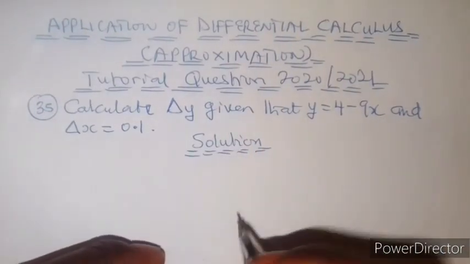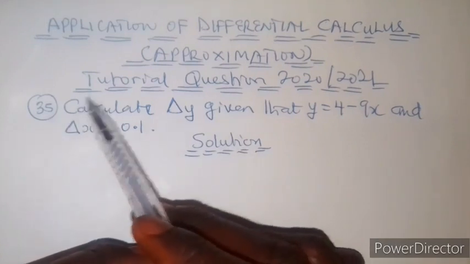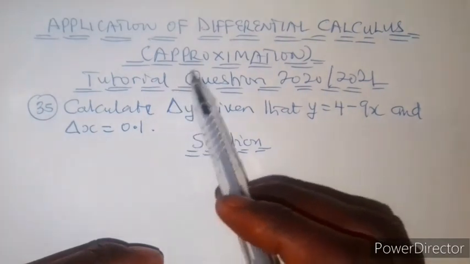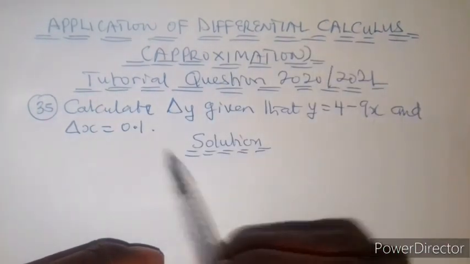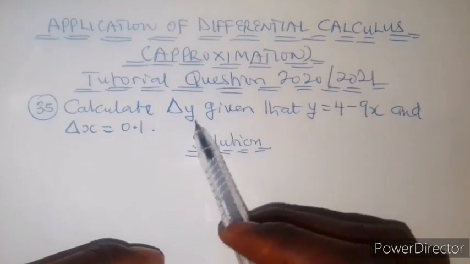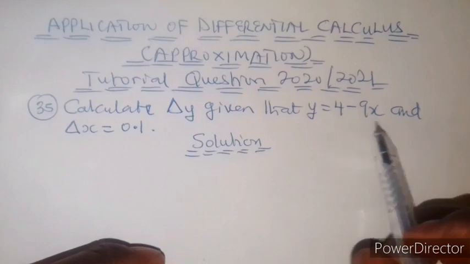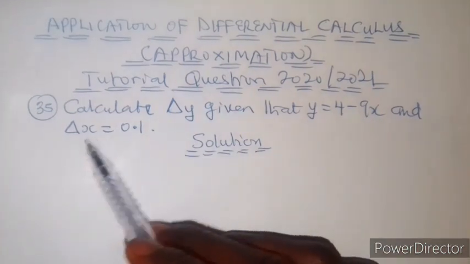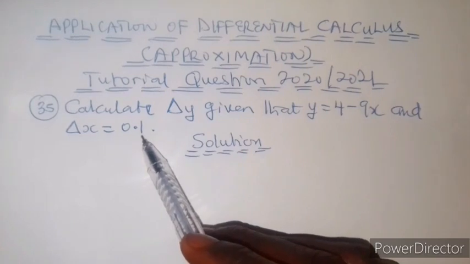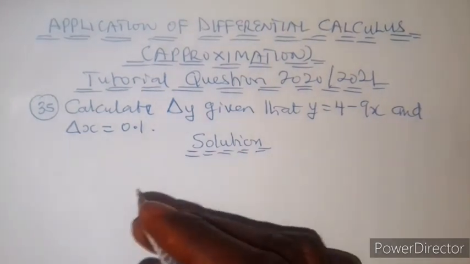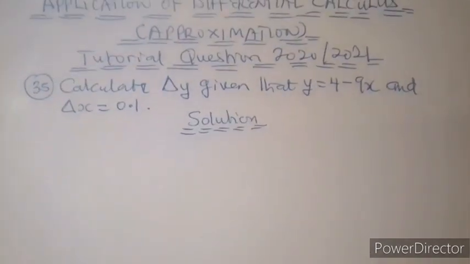Our lesson today, we are looking at question 35. And question 35 is a question that deals with approximation under the application of differential calculus. Now, it reads: calculate delta y, that is a change in y, given that y equals 4 minus 9x and delta x, which is a change in x, equals 0.1.